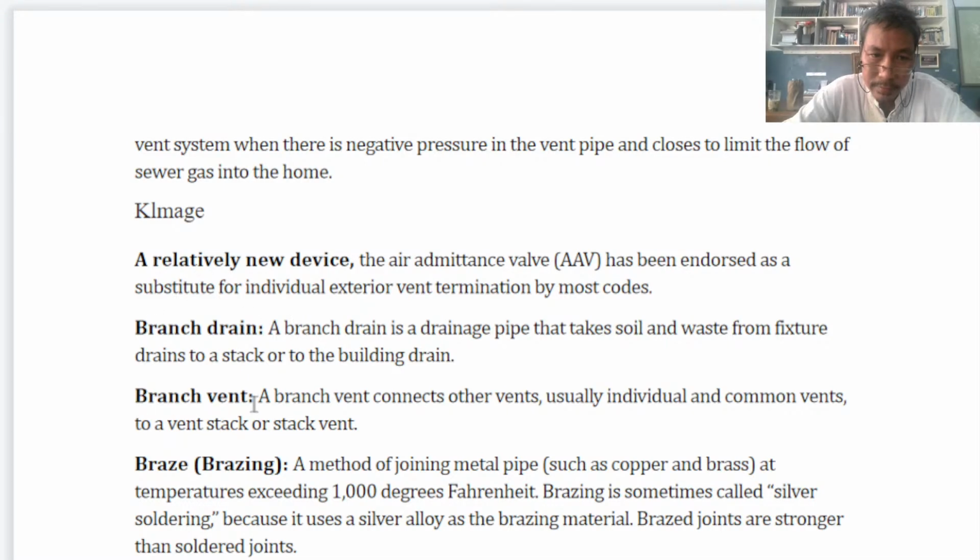Okay, important definition. Okay, so let's start with branch vent and branch drain. What do you mean by branch drain and branch vent? So branch drain is a drainage pipe that takes soil and waste from fixture drains to a stop or to a building drain. Okay. So therefore, we can conclude that a branch drain is different from building drain. A branch drain, in fact, is a piping that takes soil. What do you mean by soil? And waste. What do you mean by waste?